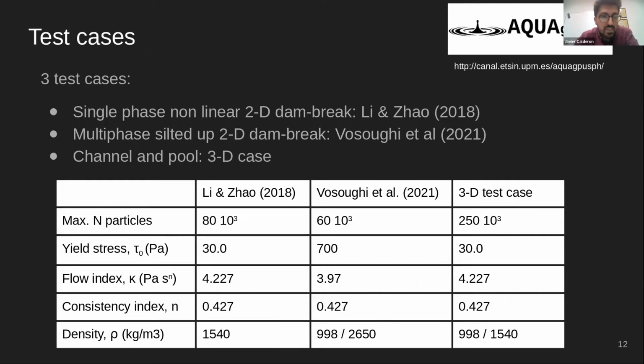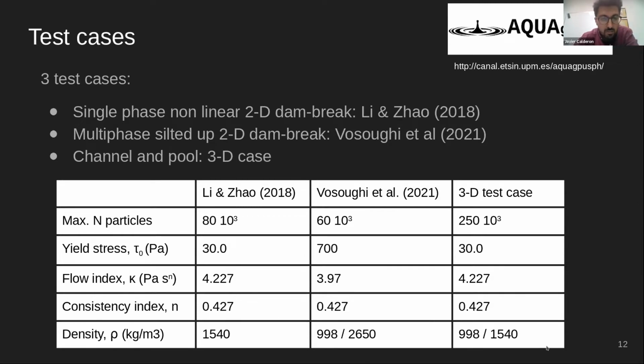So we have 3 test cases that we have been working with. In particular, I'm going to talk a bit about the single phase nonlinear 2D dam break that is based on the work done by Li and Zhao in 2018. Then we will move to a multi-phase tilted 2D dam break, including a linear and a nonlinear phase, that is based on experiments done by Busogi last year. And finally, we will introduce what we are currently working with, and that is to extend the formulation to 3D and be able to analyze 3D cases.